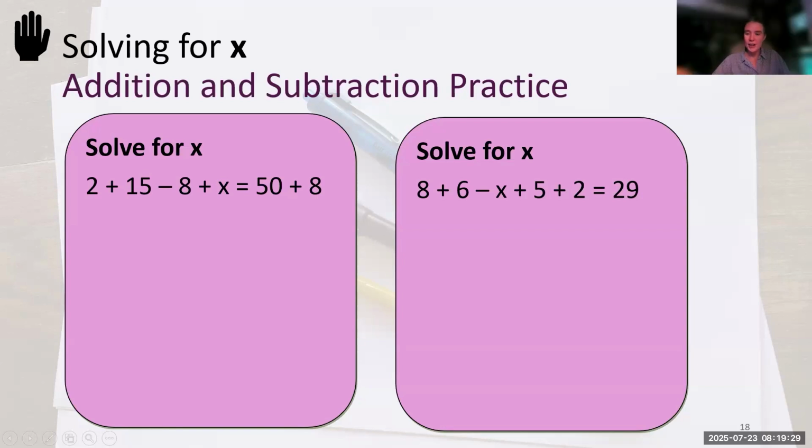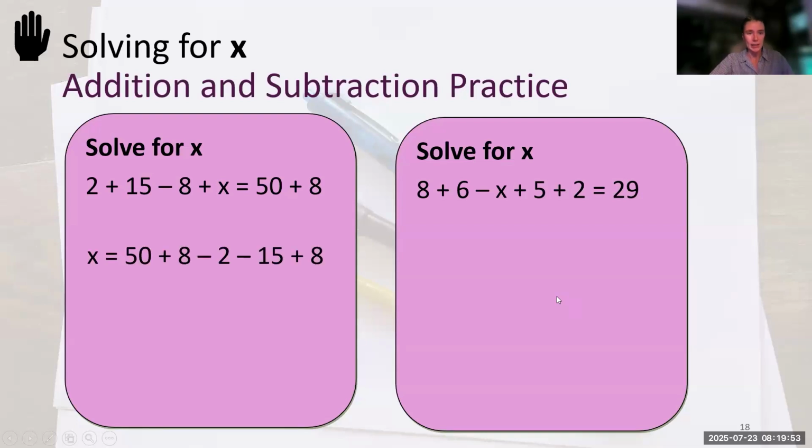Okay, so how are we doing on those equations? I'm going to go ahead and work through these to show you how I might approach this. There's often more than one way to do this, so this is just one way. So we're going to solve for x. Let's start with the one on the left side. 2 plus 15 minus 8 plus x equals 50 plus 8.